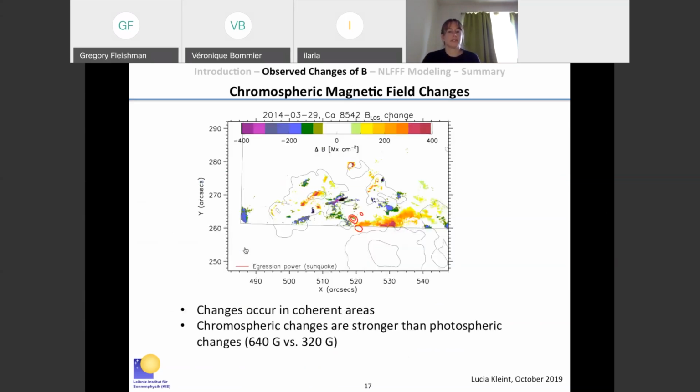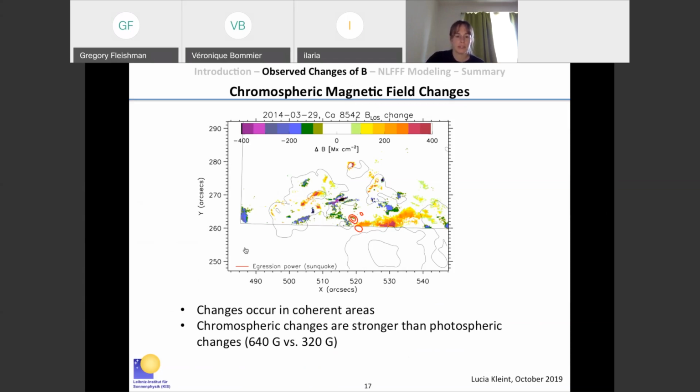That is for every single pixel, and we get the following map for the chromosphere. Every single colored pixel here means the magnetic field changed stepwise, and the magnitude of the change is given by the color bar. One can immediately see the changes are much larger, both in area and strength, than in the photosphere. We seem to avoid the location of the sunquake.